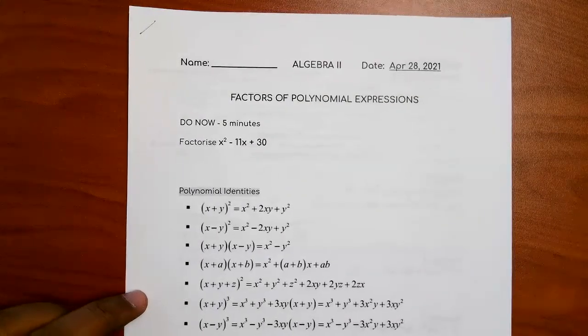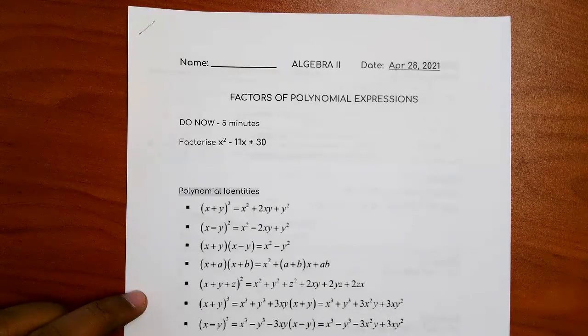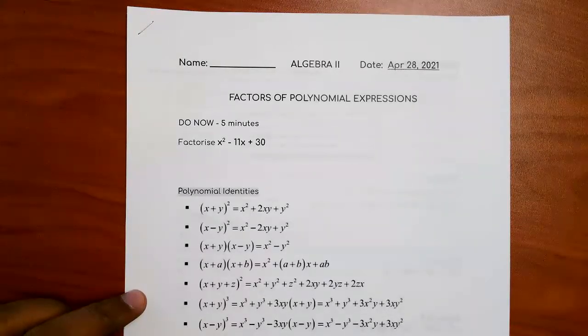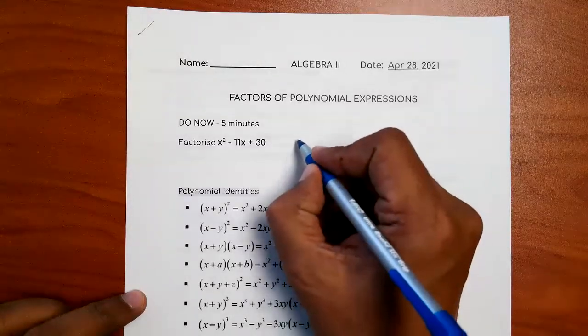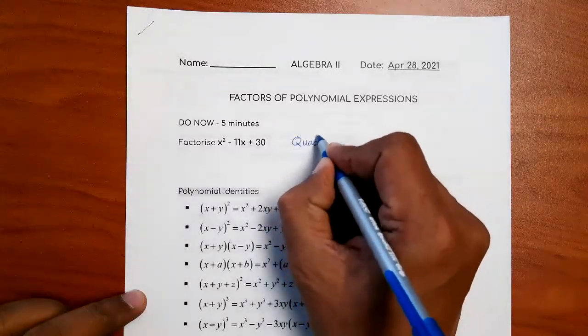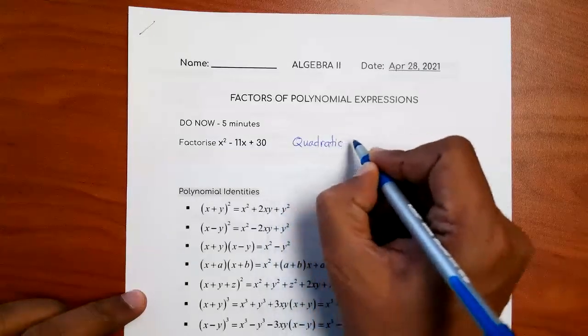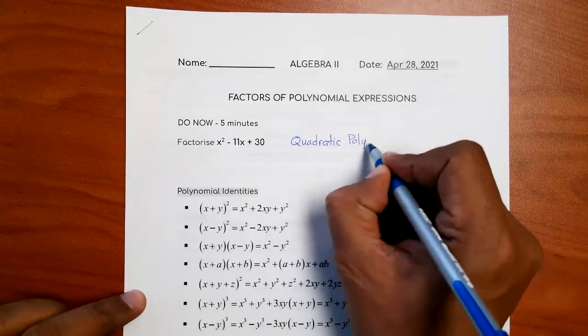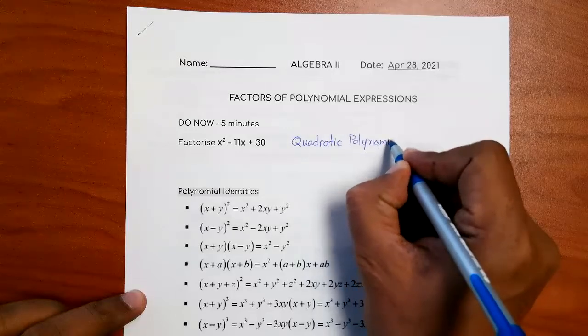Hello, today we will review factorization of polynomial expressions. So the very first example that we do is that of a quadratic polynomial. You can call this a quadratic polynomial because it has x with a power of 2.